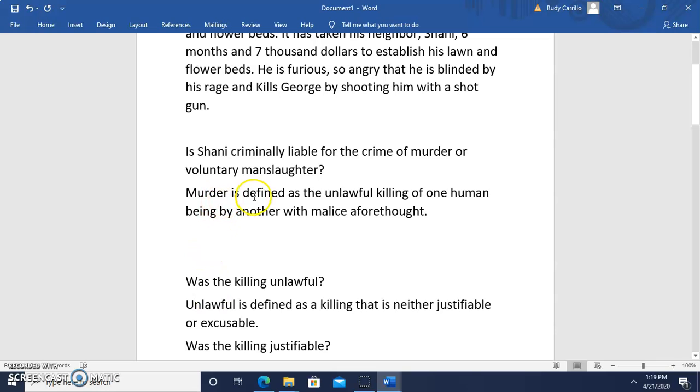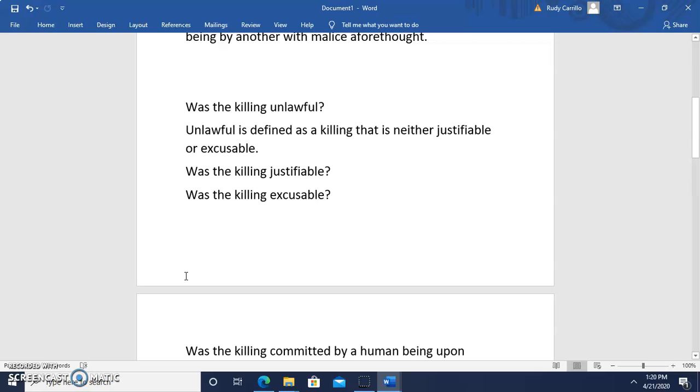So notice that the definition starts with unlawful. Was the killing unlawful? As I said in my lecture, unlawful means that it was not justifiable and not excusable. So the first question is, is the killing justifiable? We know that Shane is not a police officer.